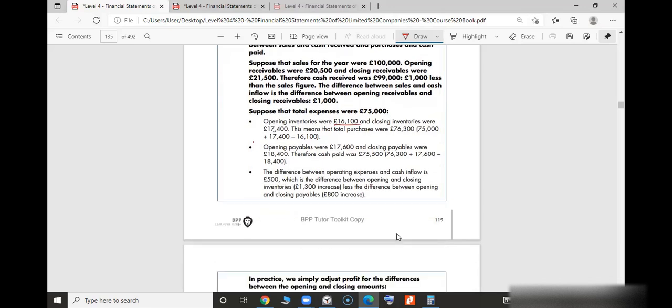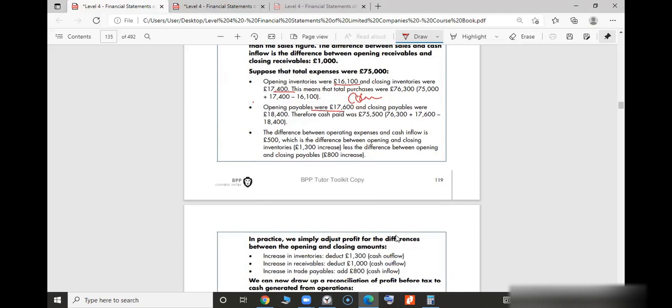Opening given, closing given. That means the total purchases, they have done a little extra work here. Opening inventory plus purchases less closing inventory gives cost of goods sold, which is none of our concern for the time being. Opening payables given, closing is given.